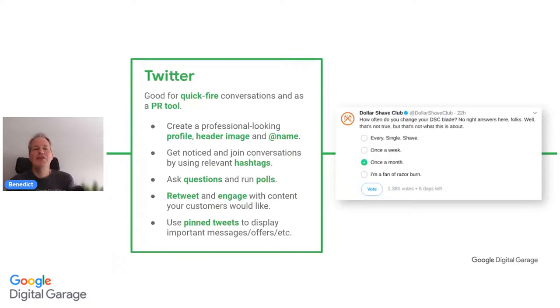All right, we're going to go through a couple of the different platforms here. Twitter is good for particularly quick fire conversations. That's the way it started, just the quick comment. Now, of course, it's expanded. Yes, you can have a lot longer text on it, and even videos and all the rest. But that's what it was originally set up for, particularly as a public relations tool.